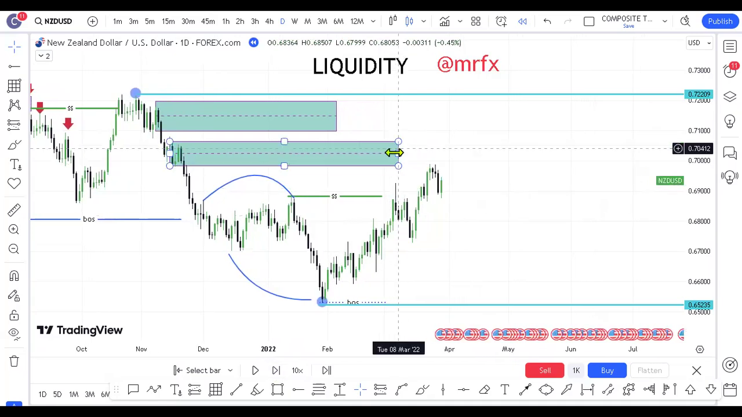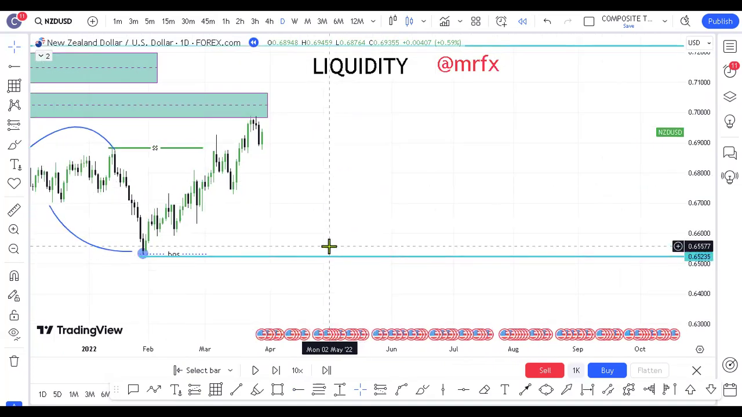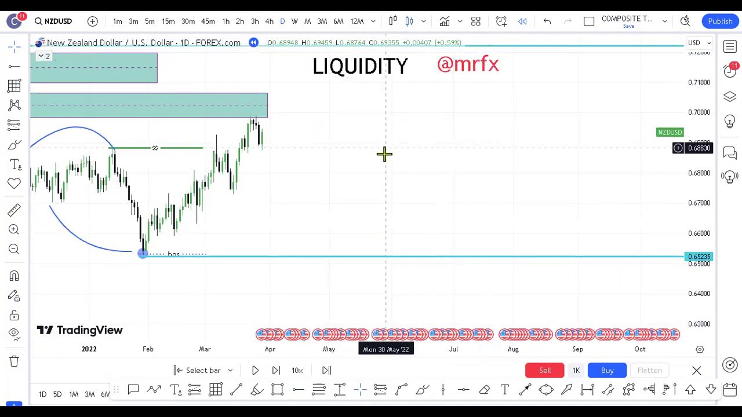Okay, price goes higher. It gets that level. So let's see if we're going to get a drop to the downside.